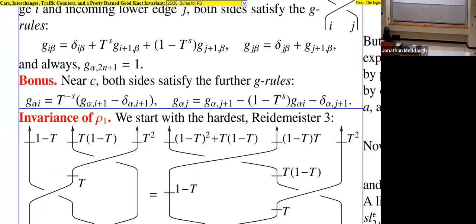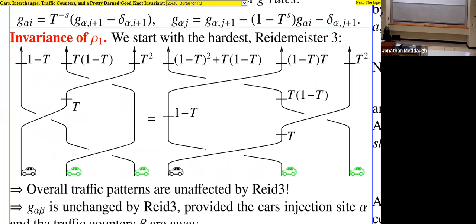And now let me prove the invariance of row one. Okay, so first of all, let's do it in the hardest case. Let's do invariance under Reidemeister move number three. So here is Reidemeister move number three written here with some traffic indicated. So suppose you inject the car on the bottom left, that's the black car here. Well, it will get to here with probability t, and then to here with probability one minus t. And then from here, it will continue with probability t times t, so t squared, and it will fall off to here with probability t times one minus t.